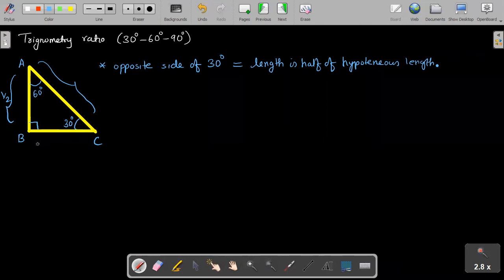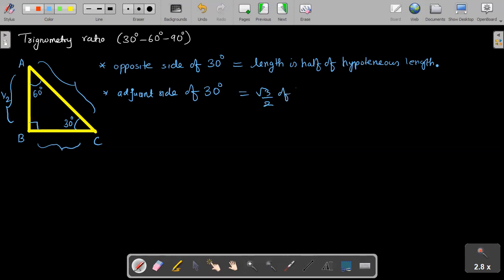And then what about this one? BC. That is √3/2 of hypotenuse. Yeah. So उसका मतलब है, रूल क्या बोलता है, adjacent side of 30 degree, मतलब जो BC है वो क्या होगा, √3/2 of hypotenuse side. Okay. ये तो हमें थियरम ने बताया है.